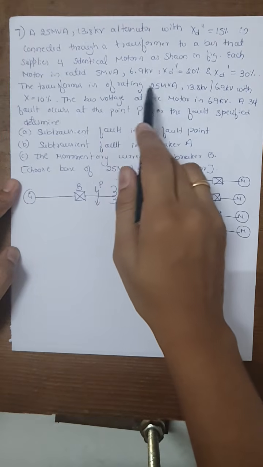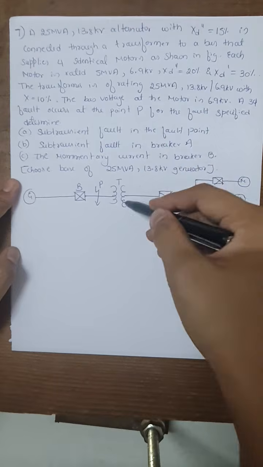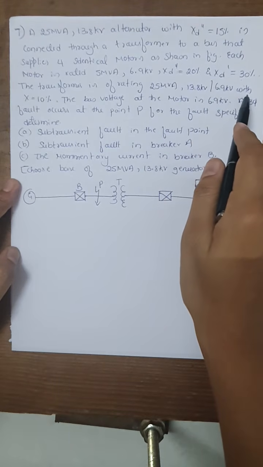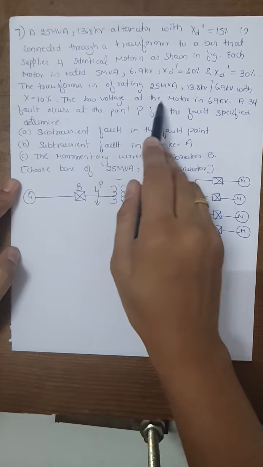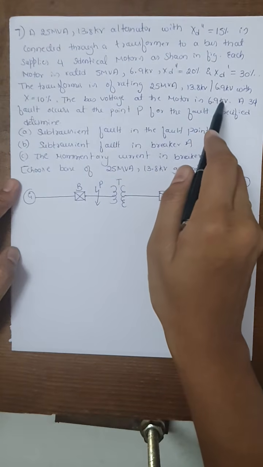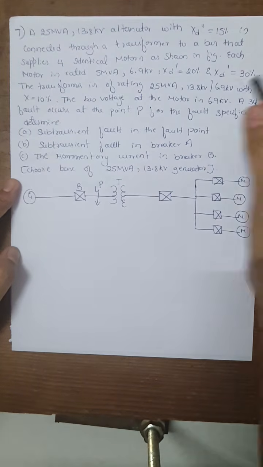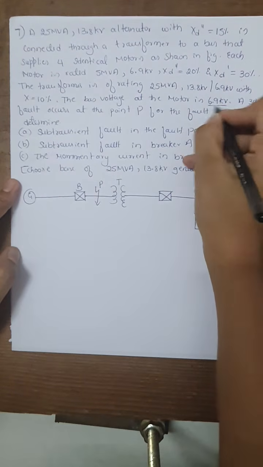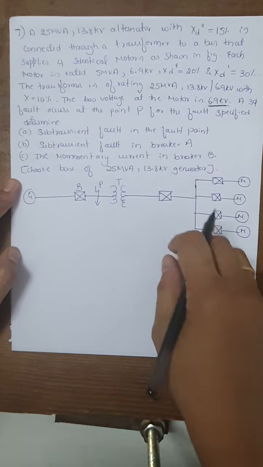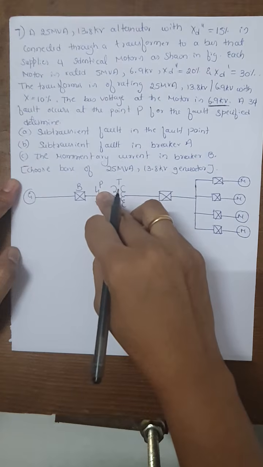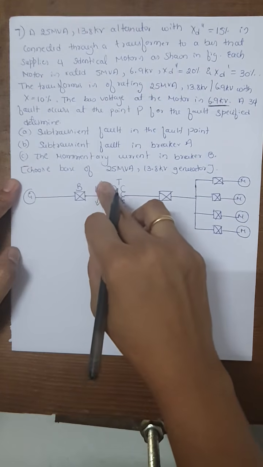Here they have given the rating of the transformer. Only one transformer is there, 13.8 kilovolt slash 6.9 kilovolt, and the bus voltage at the motor side is 6.9 kilovolt. This value is nothing but the pre-fault voltage. So 6.9 is the pre-fault voltage here. A three-phase fault occurs at a point P. So this is the point P, where the three-phase fault has occurred.